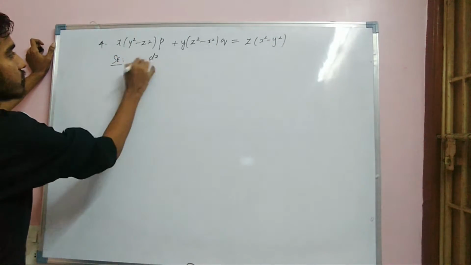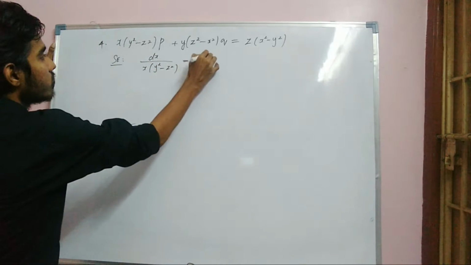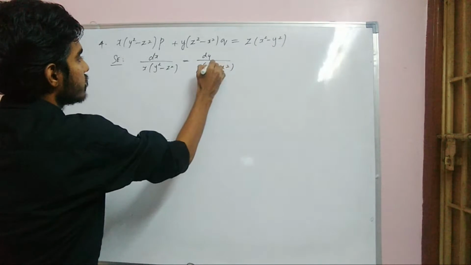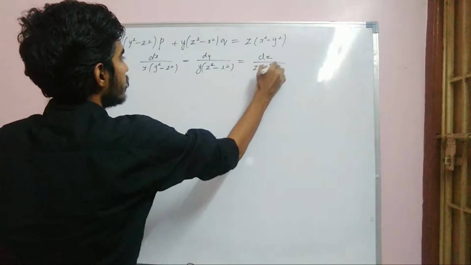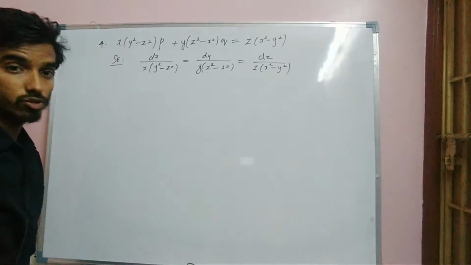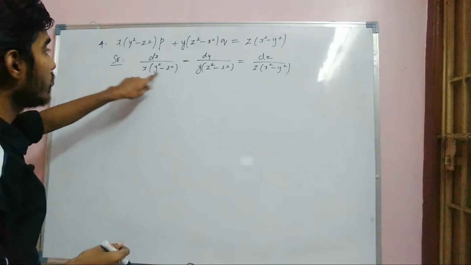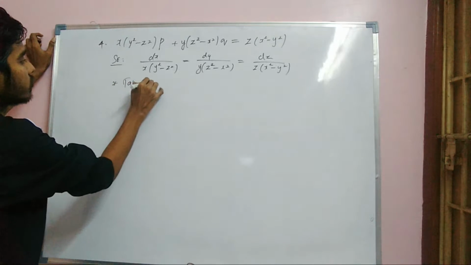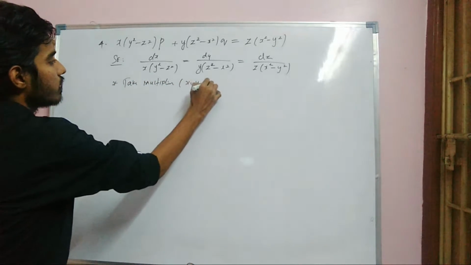So it is dx divided by x(y² − z²), dy divided by y(z² − x²), is equal to dz divided by z(x² − y²). Now first I am going to take the multiplier x, y, z.